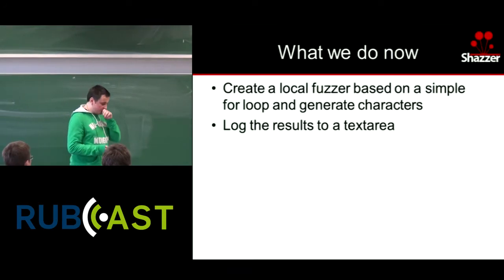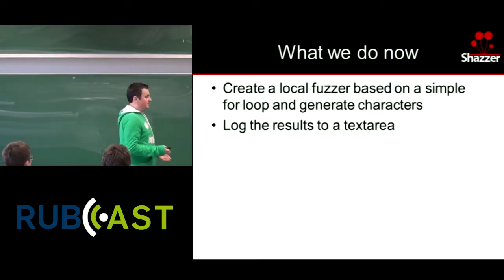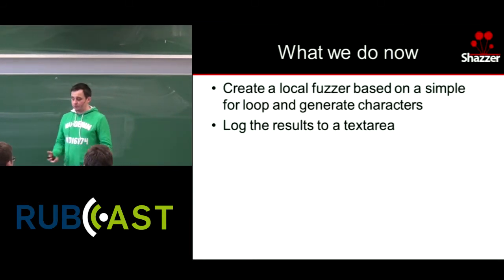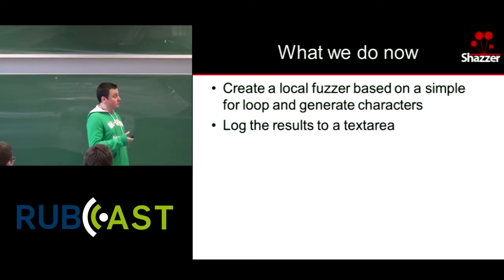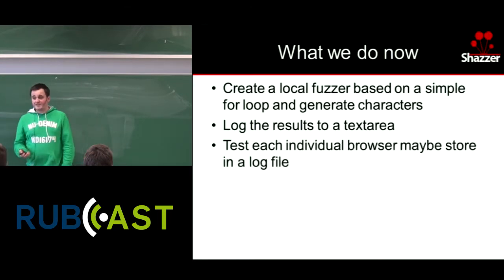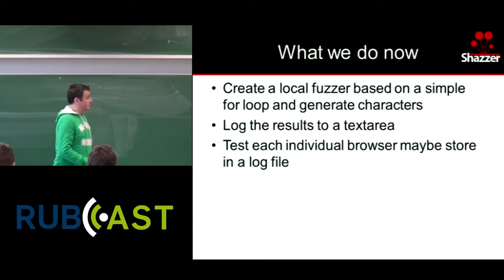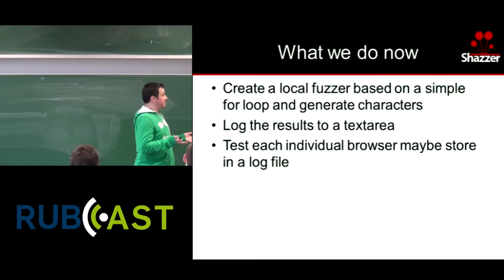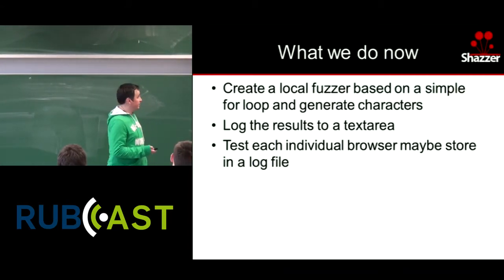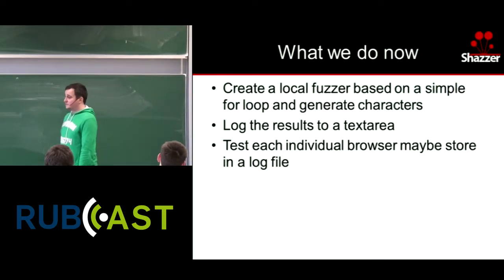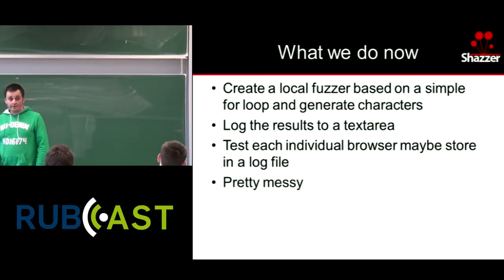So if you wanted to find out what character is allowed after an attribute, or before an attribute, you would create a simple JavaScript test that loops through all the characters, generates them, and logs them to the text area. You'd have to test each individual browser, install them in VMs. I couldn't actually test every single browser because it was just too much of a pain. And then you might store it in a database, log file, text area, whatever.